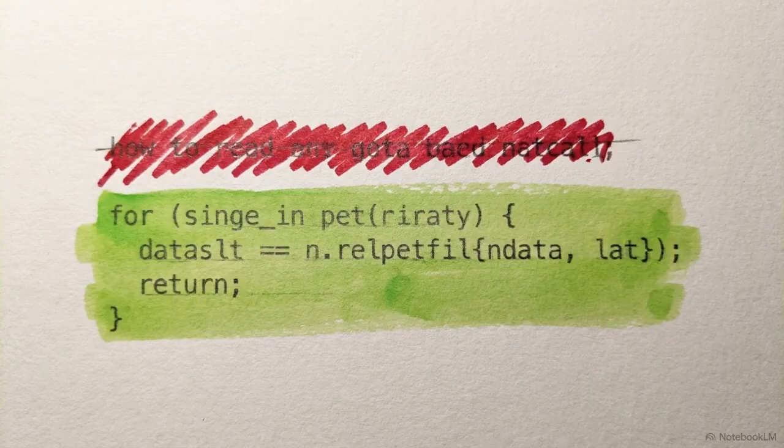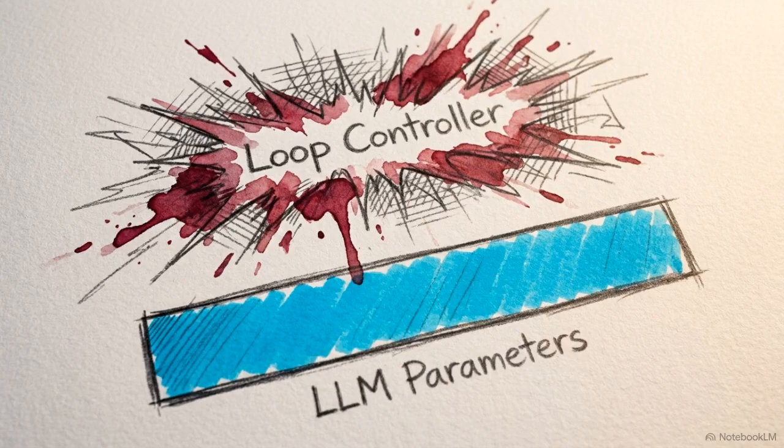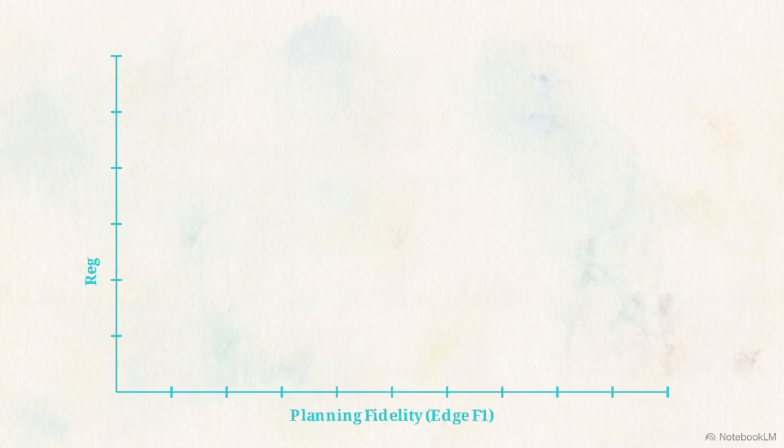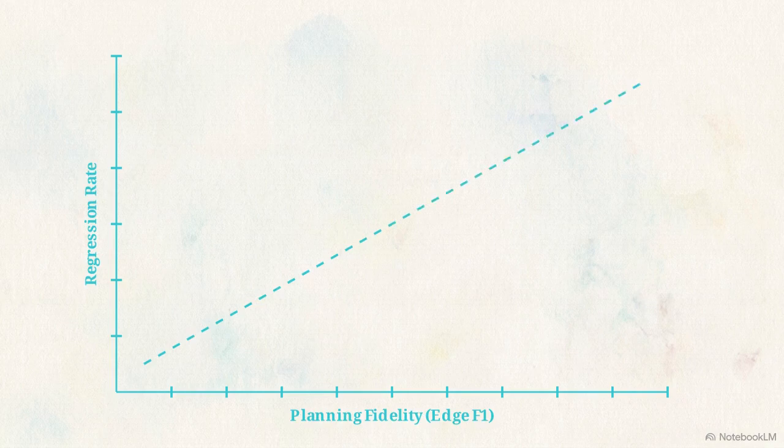Agents frequently fail to route residual work, often abandoning earlier obligations to focus on the immediate, local requirements of a new unit. These results suggest that scaling LLM parameters alone is insufficient for long-horizon software development. The bottleneck is the architecture of the loop managing those parameters. The planning and regression data reveals a structural trade-off. We can plot planning fidelity, how well the agent followed the DAG, against the rate of regression.